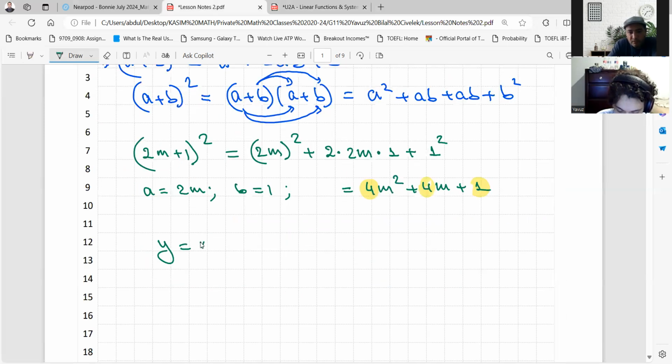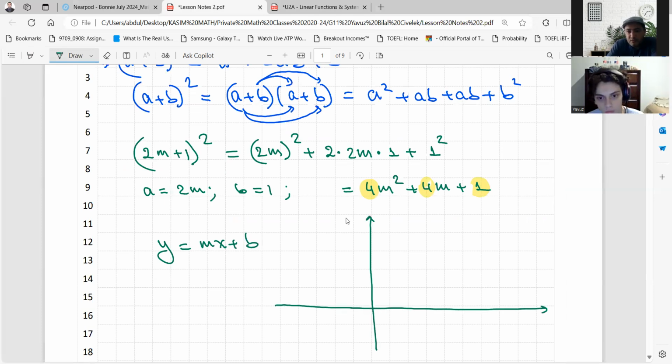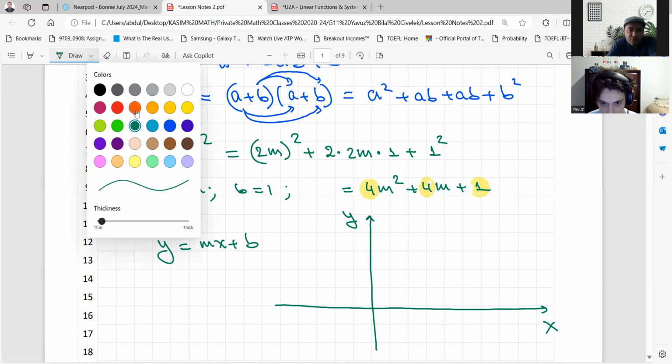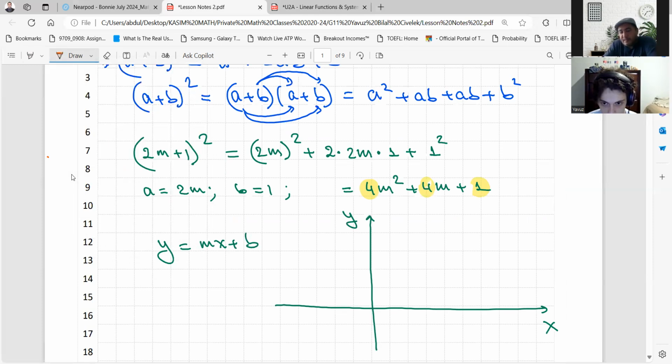Y is equal to mx plus b, right? And suppose that that is our coordinate plane. Okay. So this one is y and this one is x. Right. Now, if I ask you, can you draw a line? How many different lines you can draw here? It says 4. Do you know what can you tell me about those 4 different lines? They have different slopes.